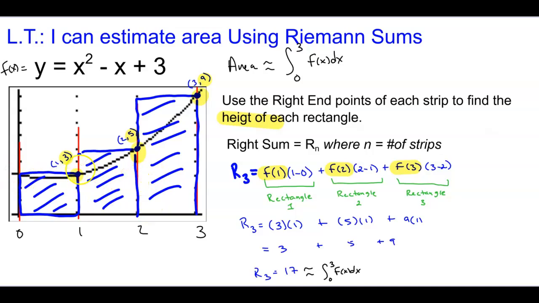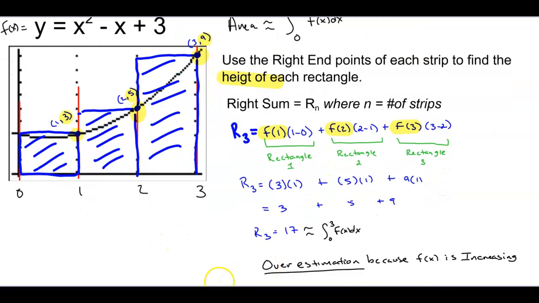Now keep in mind this is an estimate. And you can tell based off of your drawing here, is this going to be an overestimate or an underestimate? And you're thinking right now, you see all this overage. We actually counted extra, more than we needed to. The reason we justify this as an overage is because the function itself is increasing and we are doing the right endpoints. So anytime you have an increasing function and you're doing the right endpoints, it will be an overestimation.